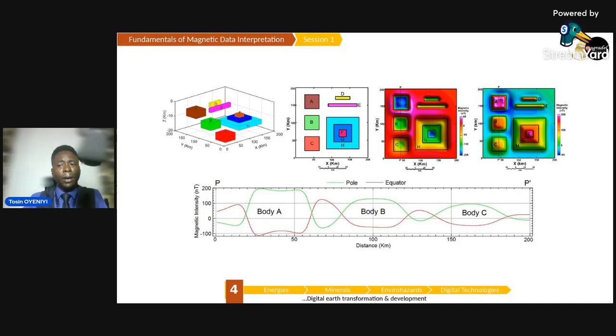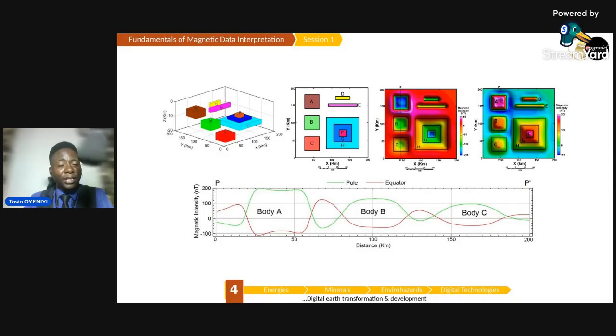Now, on this slide you are seeing, I have synthetic magnetic data here. This is the model containing the bodies that were used to generate the synthetic magnetic field. You have first the 3D view, then you have the planar view of these magnetic sources. And the first magnetic data generated, that is the third image, was actually generated for the equator, and the fourth image you are seeing was actually generated for the pole.